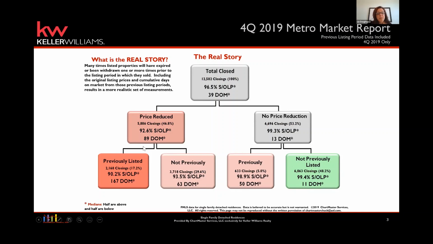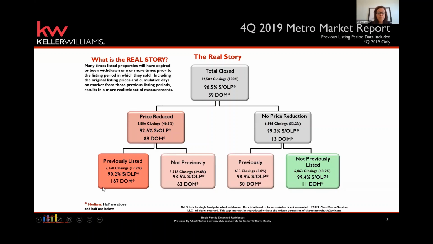Then we split it into people that had to list again. And we just talked about different listing periods. They had to take it off the market or it expired and they put it back on the market. So previously listed periods, this is again 17.2% right here had to do that in this quarter. And this is the penalty. They only got 90.2% of their original asking and they spent 167 days on the market. So this is the red box. This is where we do not want our sellers to be.